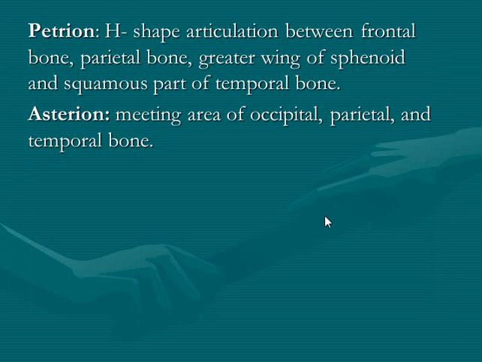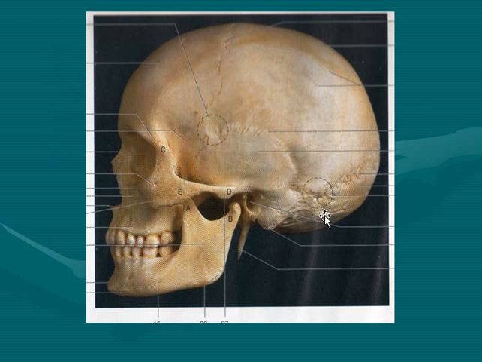The pterion area, H-shaped as we said, is the articulation between the frontal bone, parietal, greater wing of the sphenoid, and squamous part of the temporal bone. Asterion is the meeting area of the occipital, parietal, and temporal bones. This is the asterion area. This is the parietal, occipital, and this area is related to the temporal bone.